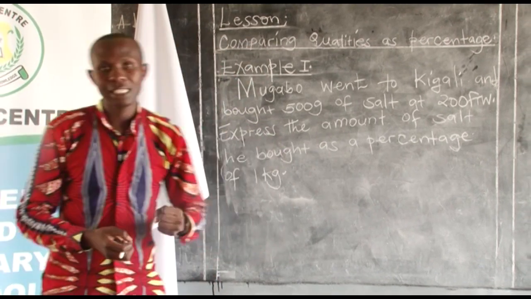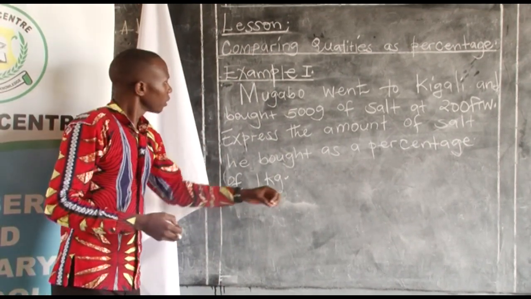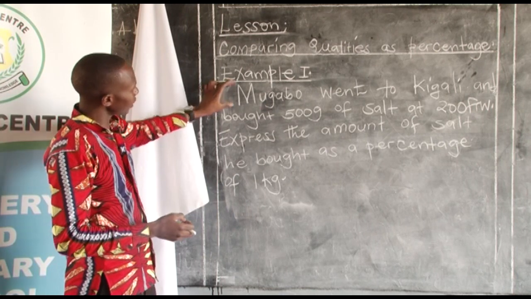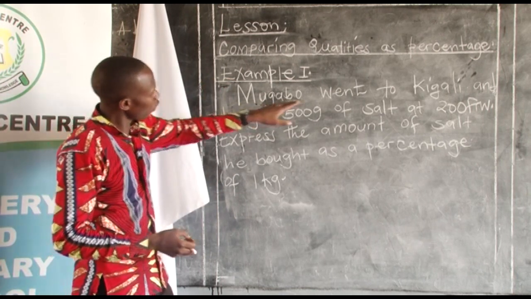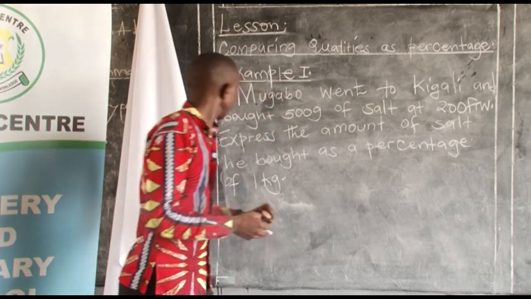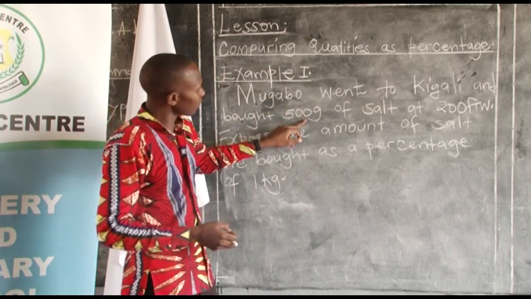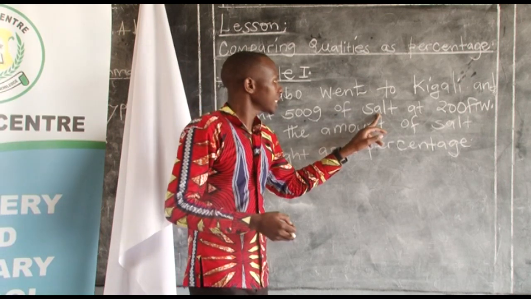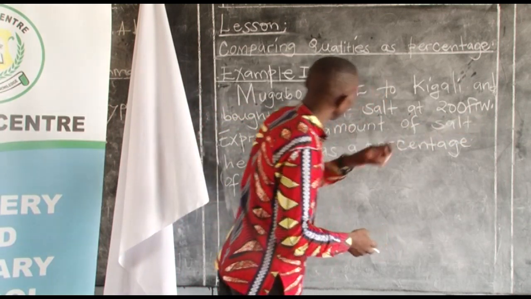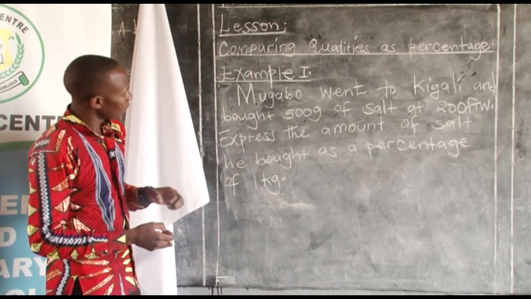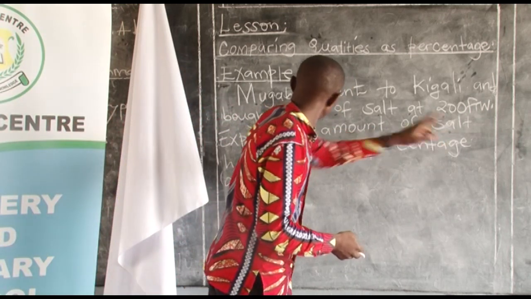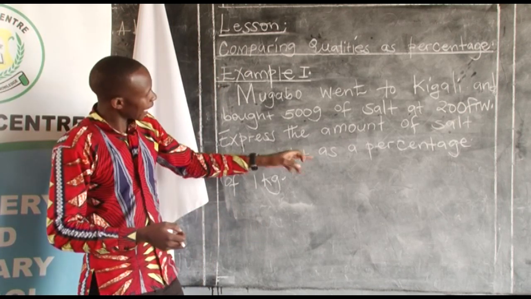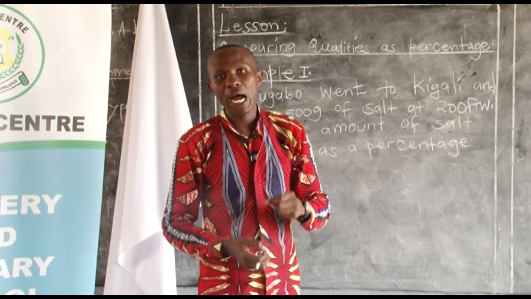Let's look at the first example. What does it say? It says Mugabo went to Kigali and bought 500 grams of salt at 200 francs. Express the amount of salt he bought as a percentage of 1 kilogram.